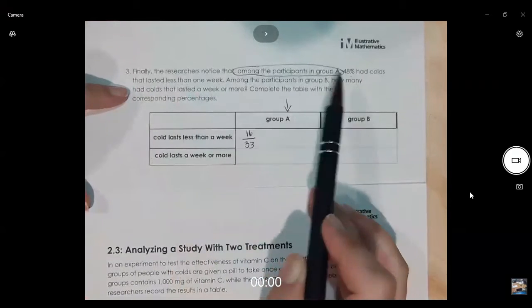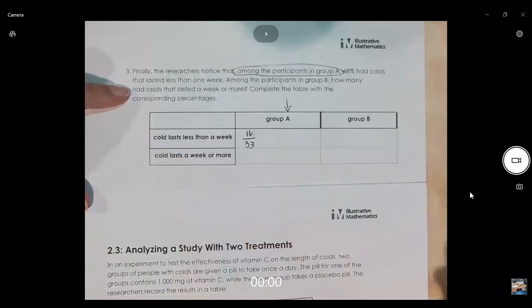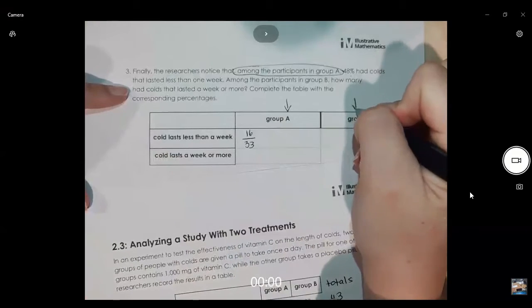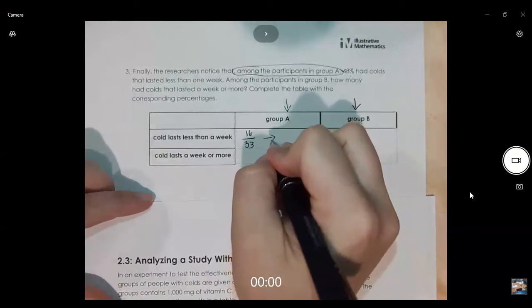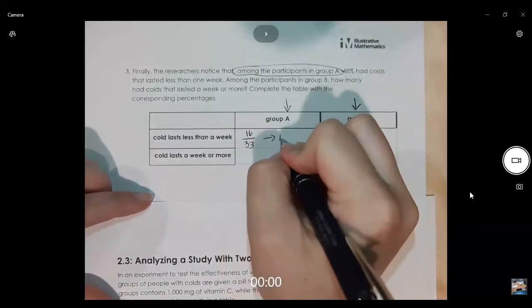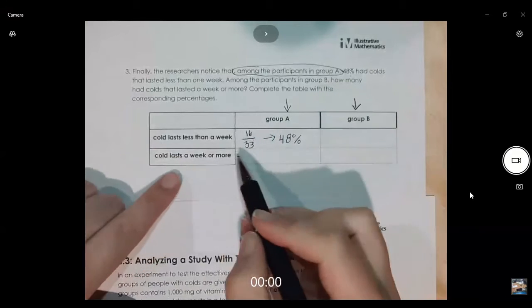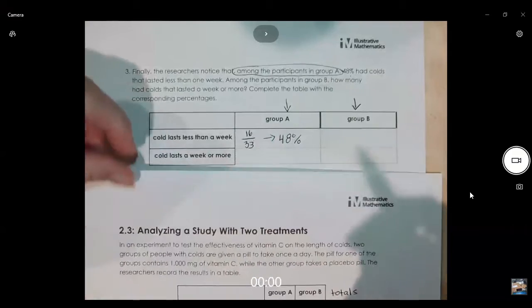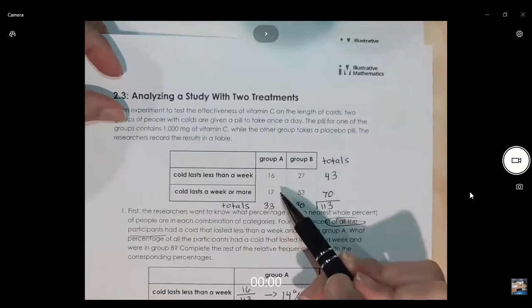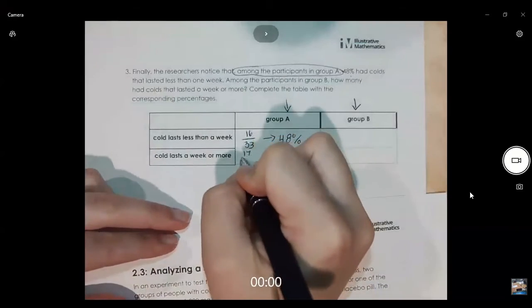Among the participants in group B, how many had a cold that lasted a week or more? So we also want to look in group B and see out of those totals. So when I calculate this percentage, divide those and multiply by 100, I do get a rounded 48%. And then I could do the same thing for colds that lasted more than a week, but there were 17 people in that group. So I'm going to do 17 out of the total of 33.